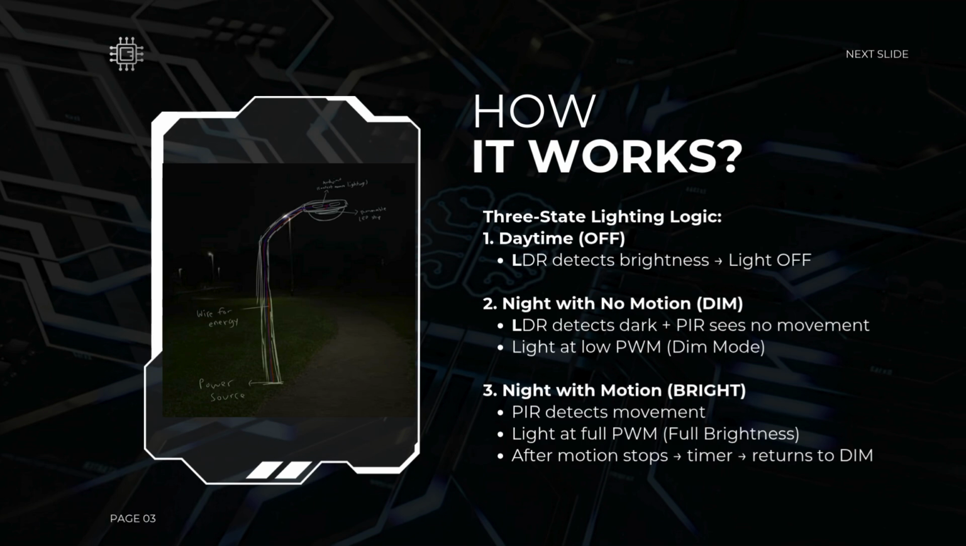Now, let's start on how it works. First, it works by using the three states lighting logic. Number one is the daytime, where the lights are off. This is where the LDR detects the brightness, and if it's too bright, the Arduino will say that the light should be turned off. Next, the night with no motion, or the dim. This is where the light detects low brightness from the environment, but there is no motion in the environment. This will cause the light to be low using the PWM method. The PWM method will be used to make the light look dim. Next is the light with motion. This is where the system detects brightness and also the motion, which will cause the system to fully turn on.